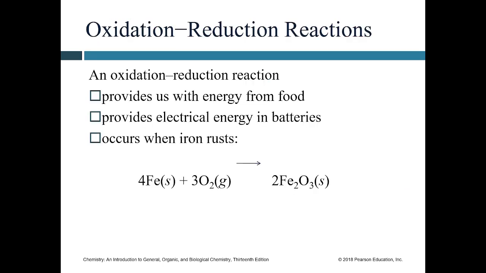So the oxidation reduction reaction is going to provide us energy from food. It's what typically provides the electrical energy that we're going to store. It's going to occur when we have an iron, for example, rusting. Okay, that's the oxidation that typically occurs. And you've probably heard the term for half of that reaction before, oxidation. You may never have heard of reduction, though.